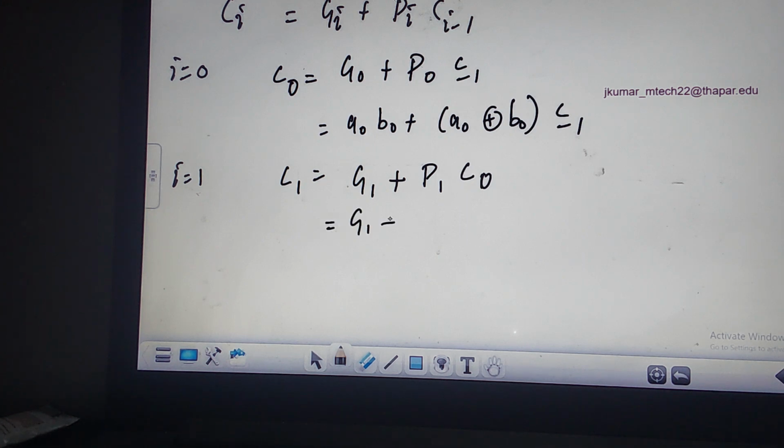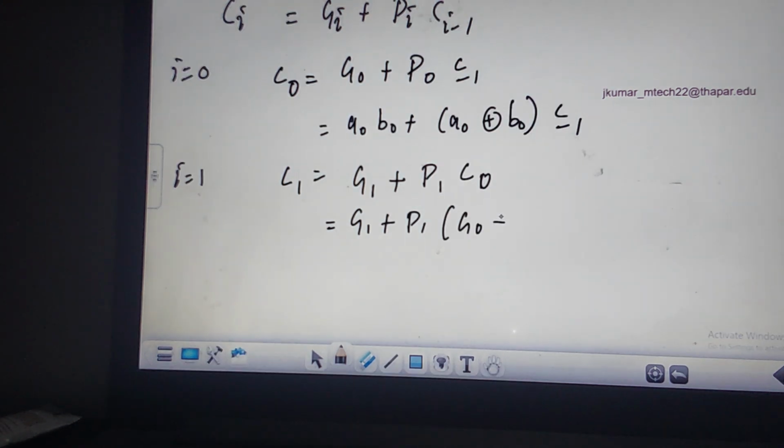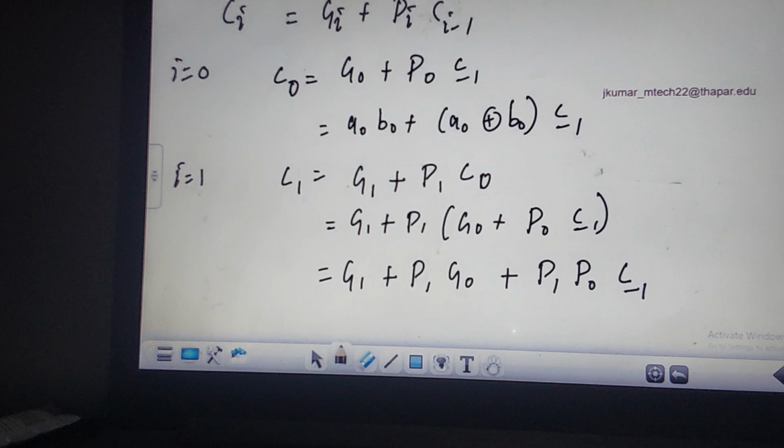What is C0 value? G0 plus P0 into C minus 1. Let me substitute here. C1 is equal to G1 plus P1 into G0, plus P1 P0 into C minus 1. You understand? Now when i is equal to 2, C2 is equal to G2 plus P2 into C1. In this equation, substitute the C1.